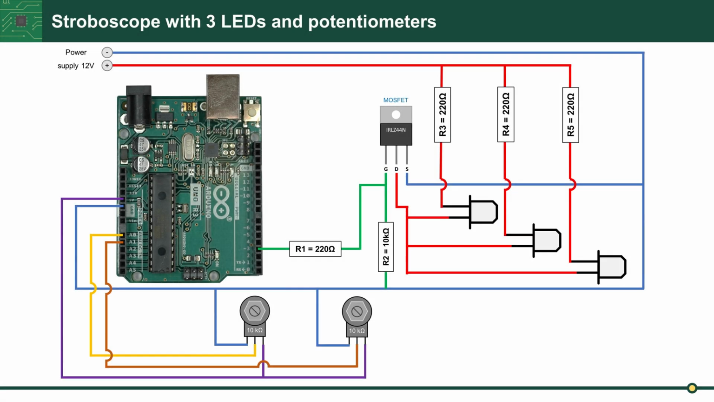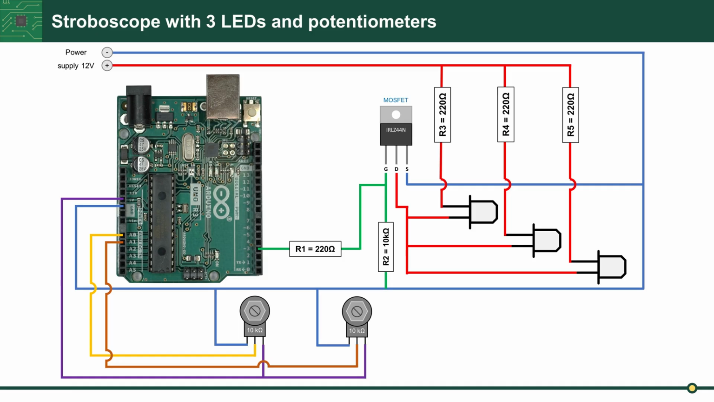And finally, I expand my stroboscope with 2 potentiometers. Potentiometer 1 is used to change the frequency from 0.1 to 200 Hz, and potentiometer 2 is used to change the duty cycle in percent. It is easier to adjust the blinking frequency and duty cycle using the potentiometers than using the keyboard on the PC. The current values are displayed in the serial monitor.